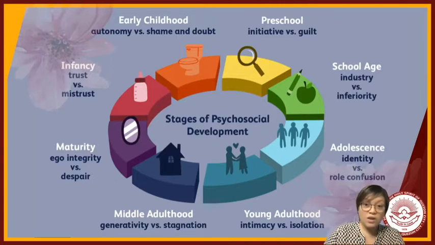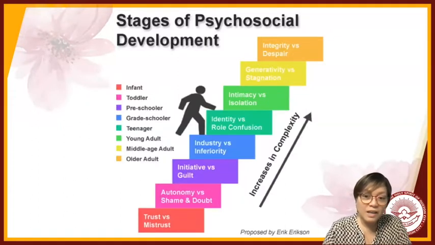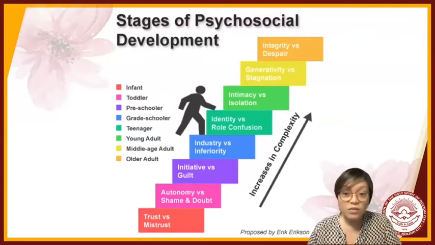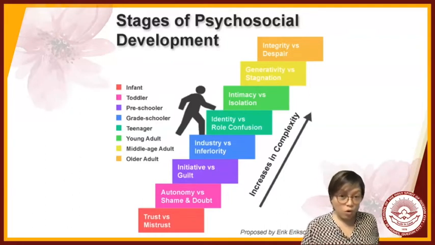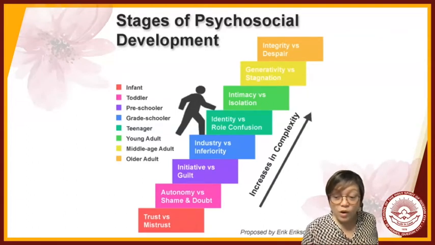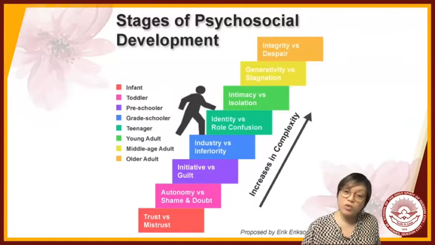And in each stage, as I said, I repeat, there is a crisis that we need to resolve in order for us to learn a very important virtue that will help us progress, that will help us develop through the different stages of our lives. And he also said that the different stages of psychosocial development, as you progress from infancy to older adulthood, increase in complexity. That's why, according to him, it is very important that you are able to resolve the conflict that you are faced with at a particular stage, because if you are not able to do that, you will carry that conflict to the next stage wherein another conflict is waiting for you. And that is why it also increases in complexity.